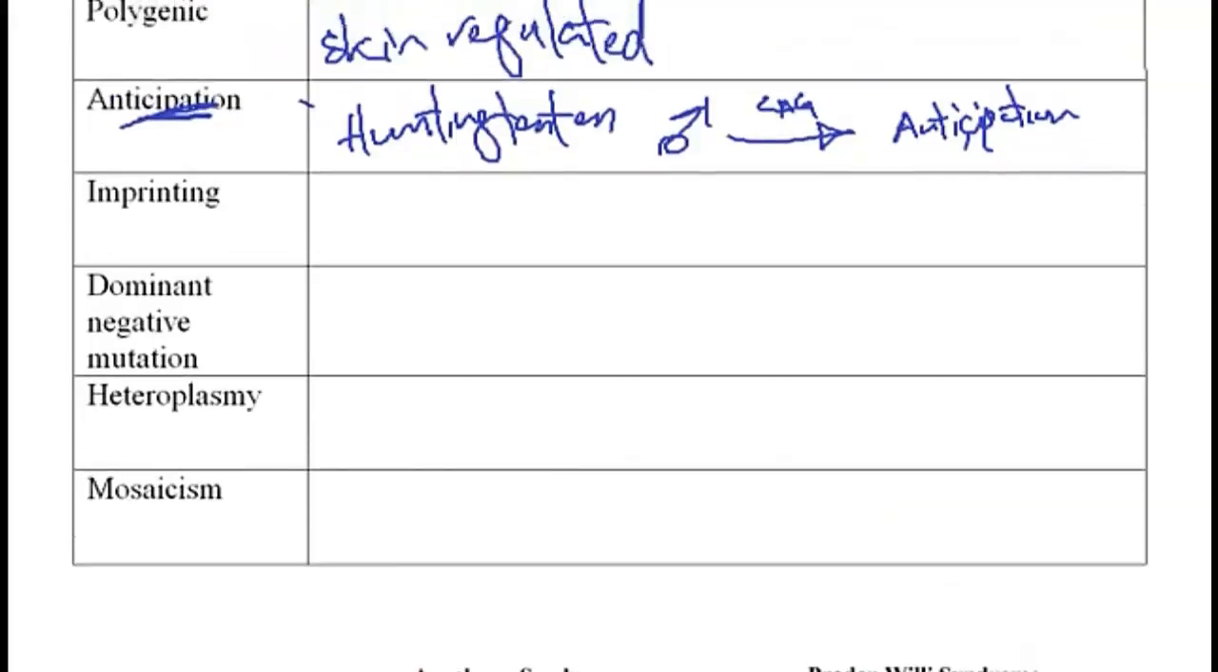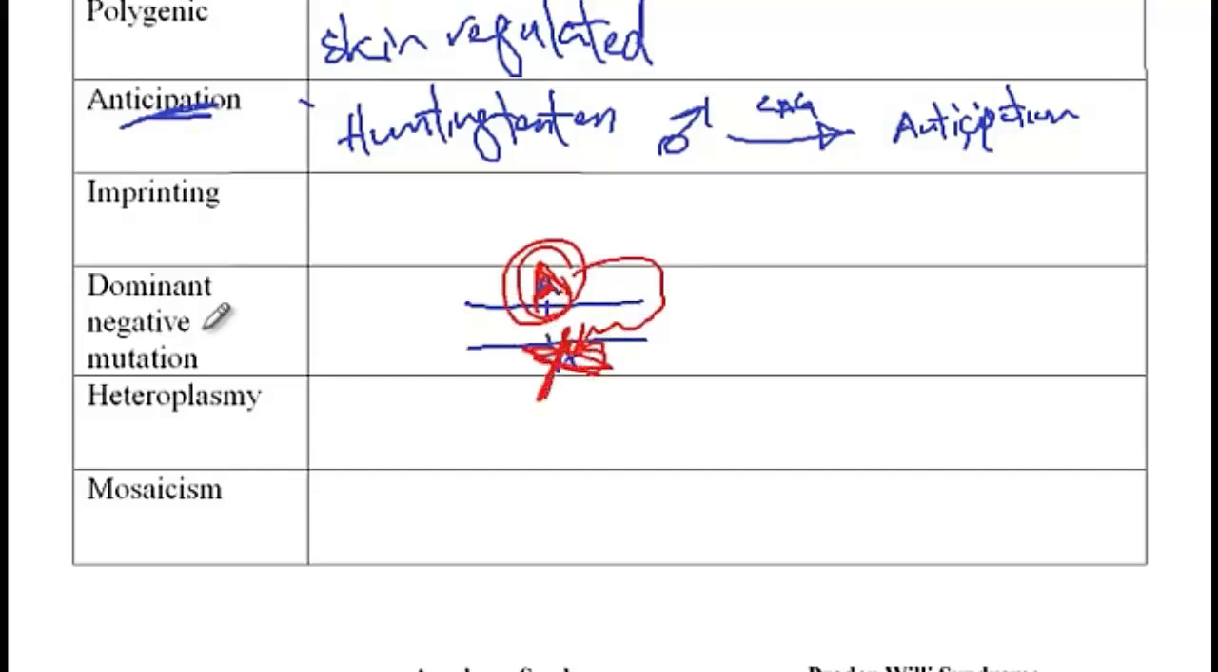The next condition is dominant negative mutation, where the mutation of one gene interferes with the function of the other wild-type gene. So let's say for argument's sake we have two genes here, gene A and gene A. And let's say that the top gene undergoes a dominant negative mutation. Now this new protein will interfere with the function of the other one. And this phenomenon is referred to as dominant negative mutation, meaning that mutation of one gene interferes with the function of the other normal gene.